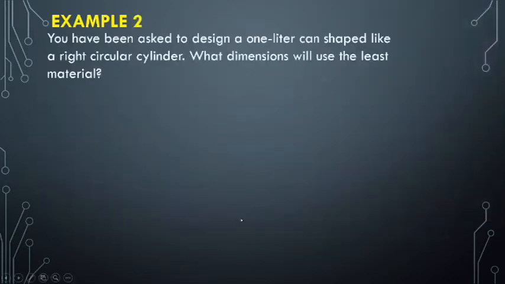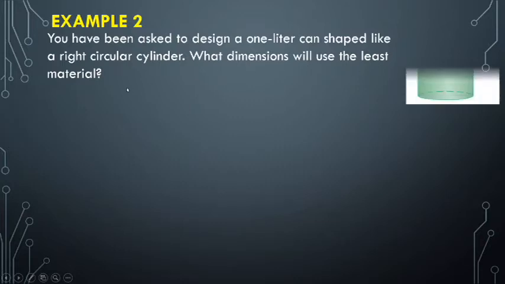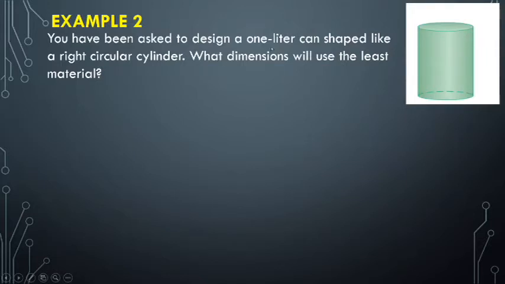Example number 2. You have been asked to design a 1-liter can shaped like a right circular cylinder. What dimensions will use the least material? So, pauliit-ulit ito. A 1-liter can na ang shape niya ay right circular cylinder. So, this is a cylinder. And yung dimension ang tinatanong. Ang i-optimize natin is least material.